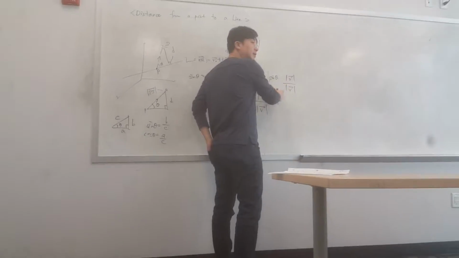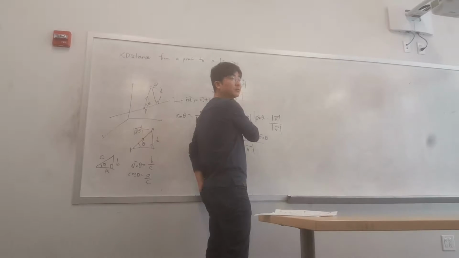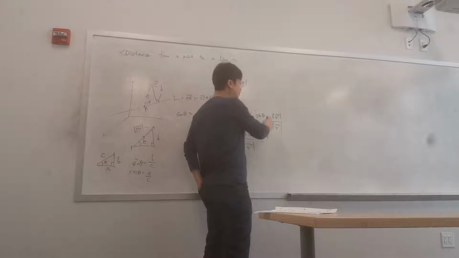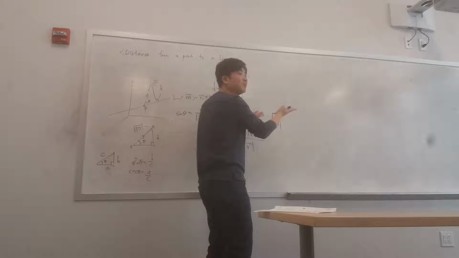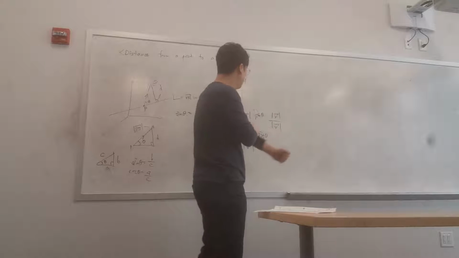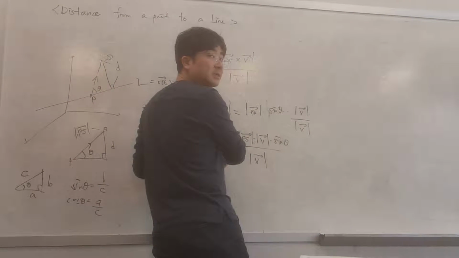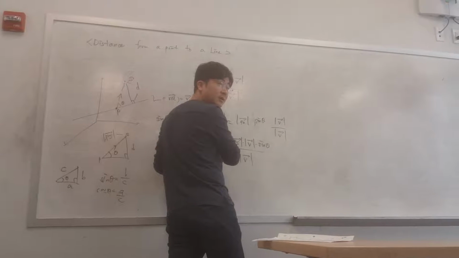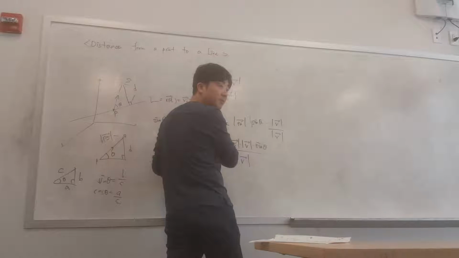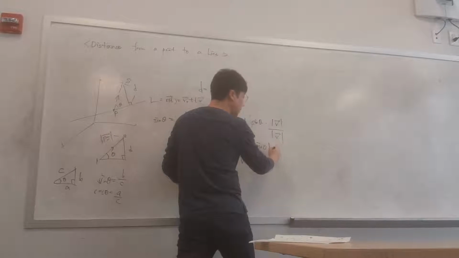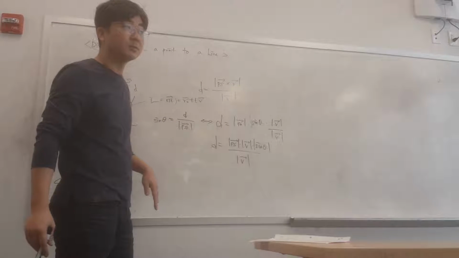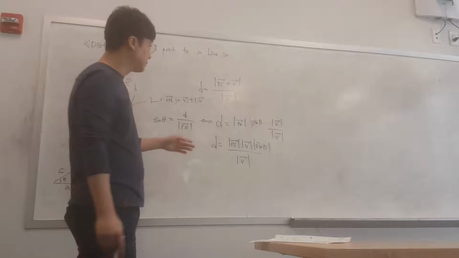Make a new formula by multiplying by v and dividing by v. This doesn't affect the original equation, right? Because it is 1. So let's modify. Again, d is what? Distance should be a positive number, right? So let me make this an absolute value to make it positive. That makes sense?